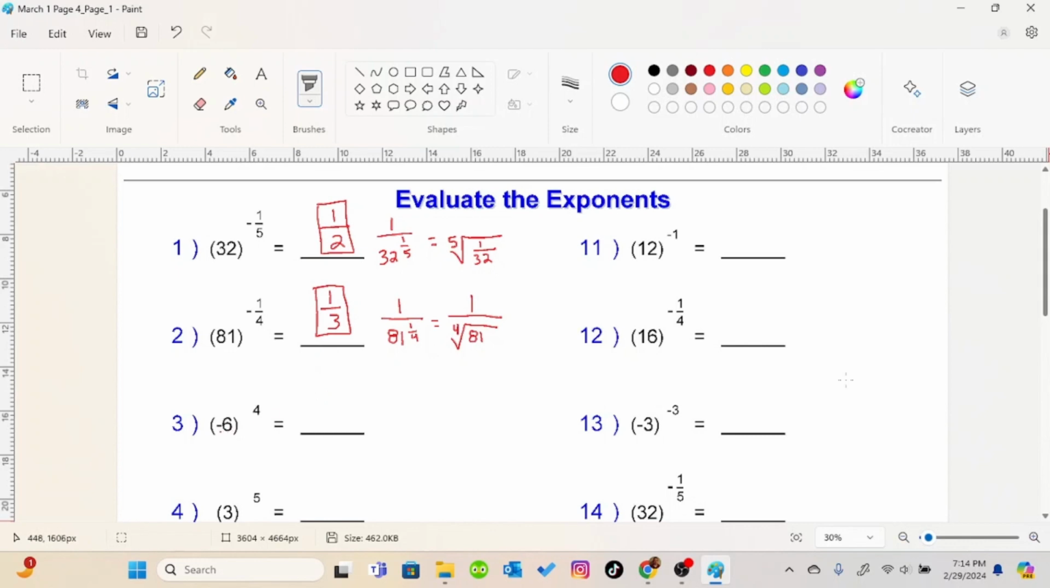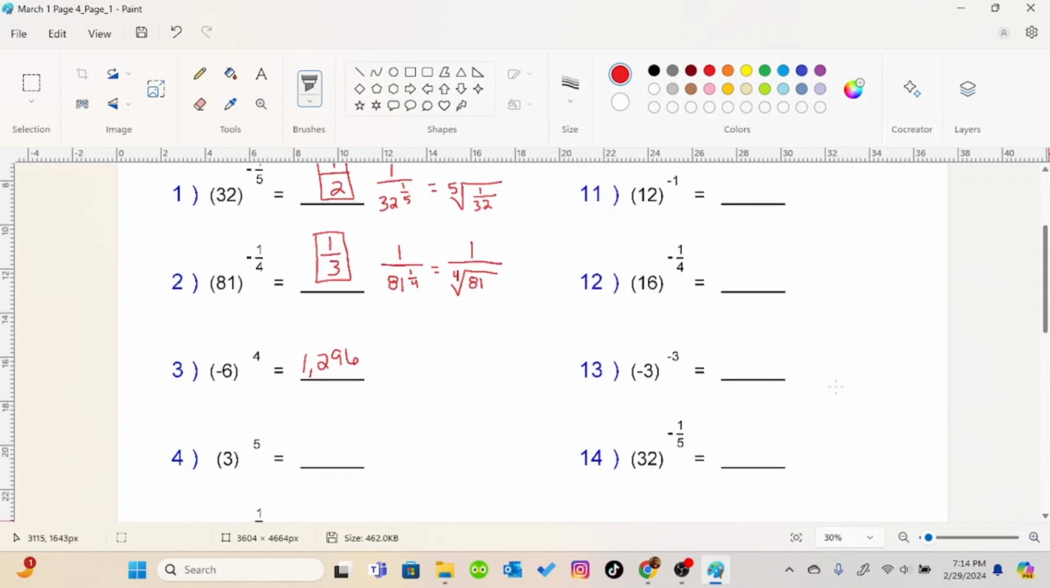Number 3, we have negative 6 to the power of 4. That's negative 6 times itself 4 times. And that is 1,296. Number 4, 3 to the power of 5 is 3 times 3, 5 times. That is 243.